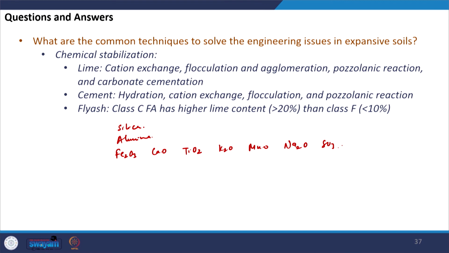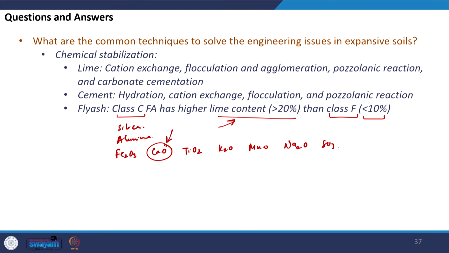Depending on the characteristic of the fly ash, usually fly ash is considered as a class C fly ash or class F fly ash. In class C fly ash, the amount of lime content is high, usually more than 20%, whereas in class F fly ash the amount of lime content is less than 10%, which means that class C fly ash itself can produce pozzolanic product when it comes in contact with expansive soils, using the same mechanisms which we have discussed, because there is a presence of calcium oxide.